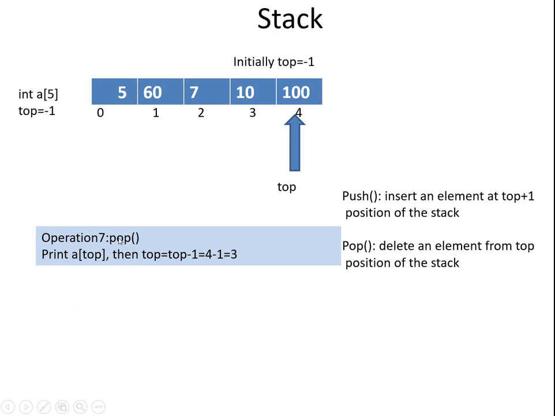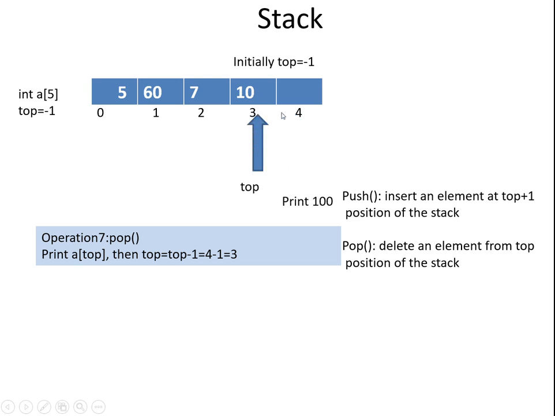Now we have to perform the pop operation because the stack is already full. We cannot perform any more push operations. So we have to perform the pop operation. Because the stack is following the LIFO principle, we can pop from the last. So the top value will be decreased by 1, and now the top pointer is pointing at the third index, and this 100 will be popped out.